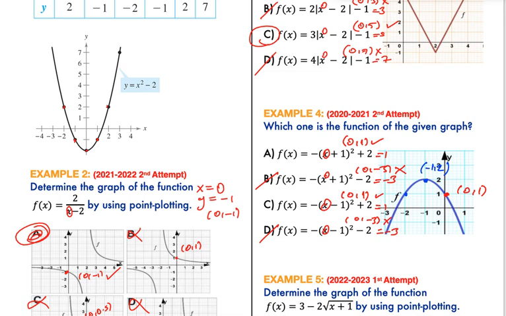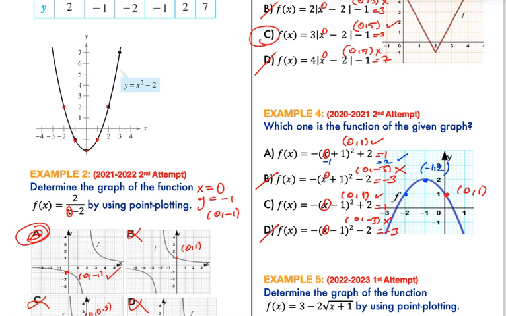Okay, substitute negative 1 for x. See if the result is 2. Negative 1 plus 1 is 0. 0 plus 2 is 2. So negative 1 gives us 2. That's correct. Negative 1 gives us 2. So option A is correct.